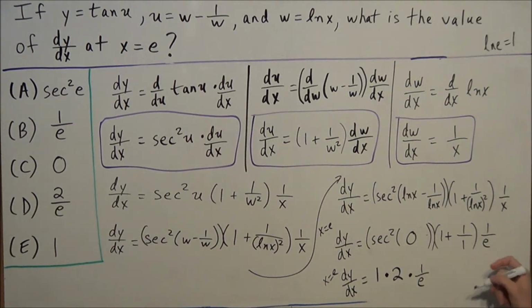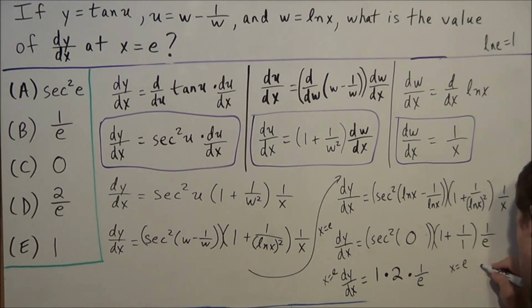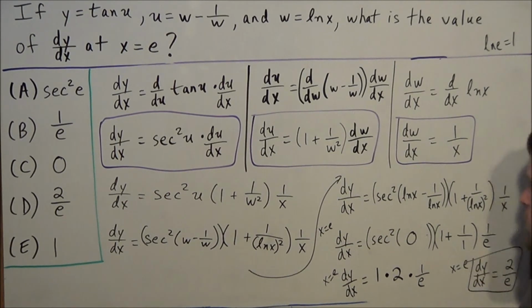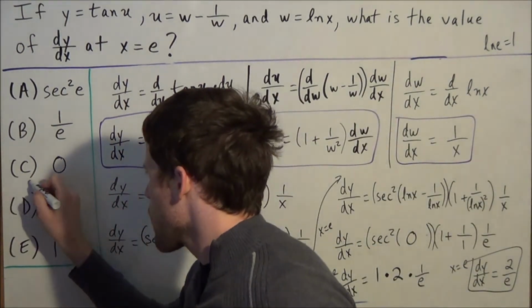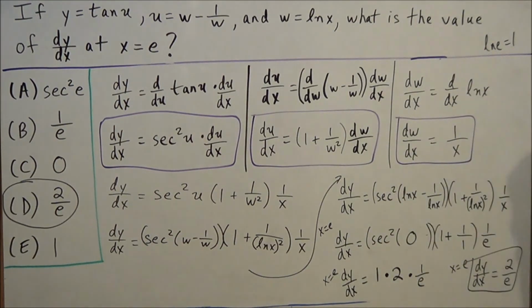So then our final answer at x equals e: we're going to have dy/dx equals 1 times 2 times 1 over e, which is 2 over e. Okay, so we can go over to our answer key, and we're going to go with choice D. dy/dx at x equals e is equal to 2 over e.